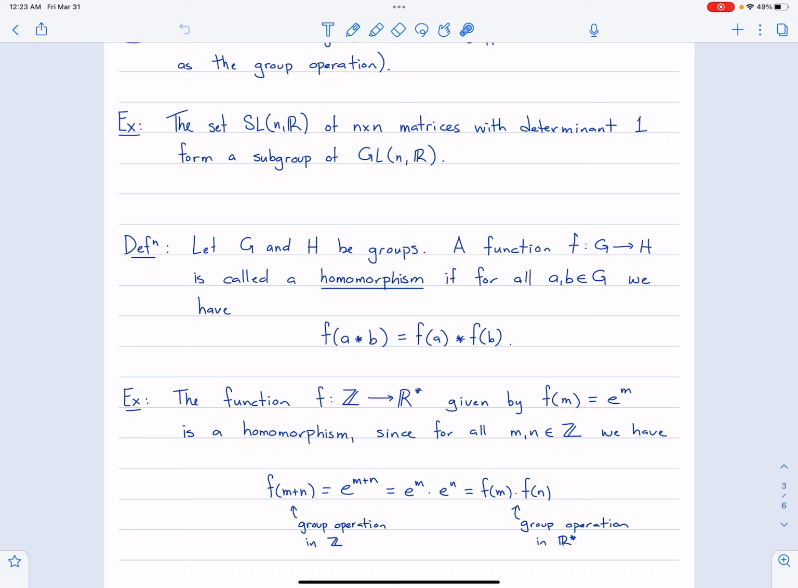Now, this is a homomorphism because if I take f of m plus n, that's e to the m plus n. And because of properties of exponents, this is just e to the m times e to the n, which is just f of m times f of n. So notice here we're doing the group operation in the integers, which is addition, and over here we're doing the group operation in the real numbers, which is multiplication. So you really do have two different group operations, but the function respects them both.